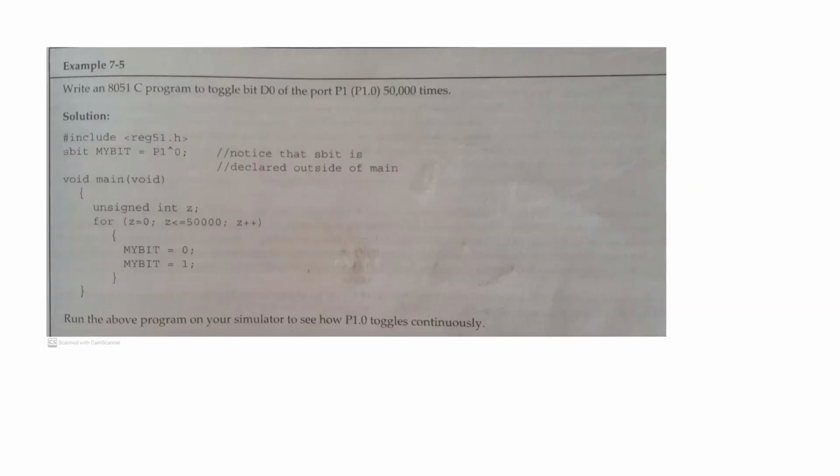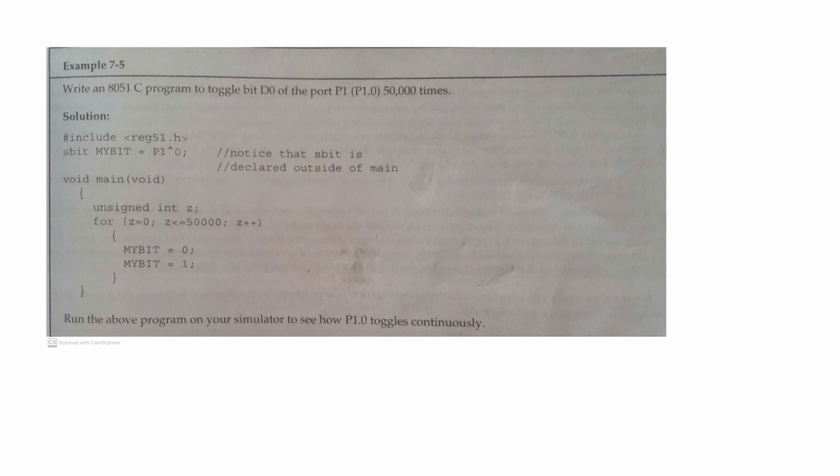Write a program to toggle bit D0 of port 1 50,000 times. We need to toggle one pin of port 1 50,000 times. Here we are using the bit addressability property of ports in 8051. #include <reg51.h>, sbit mybit = P1.0. Here please note that we are declaring sbit outside the main program. Every time we declare sbit, we need to declare it outside the main program.